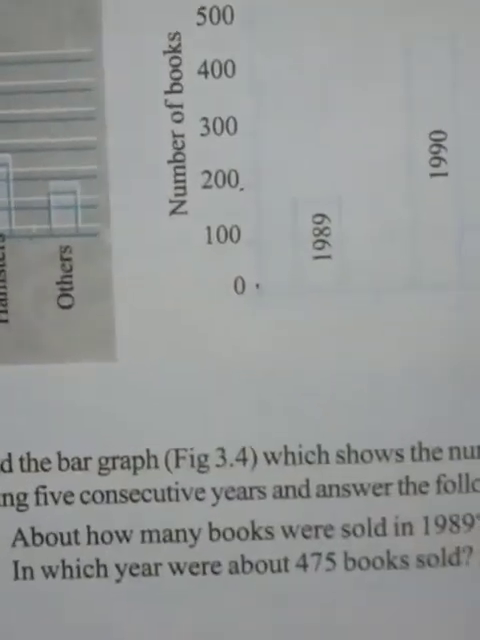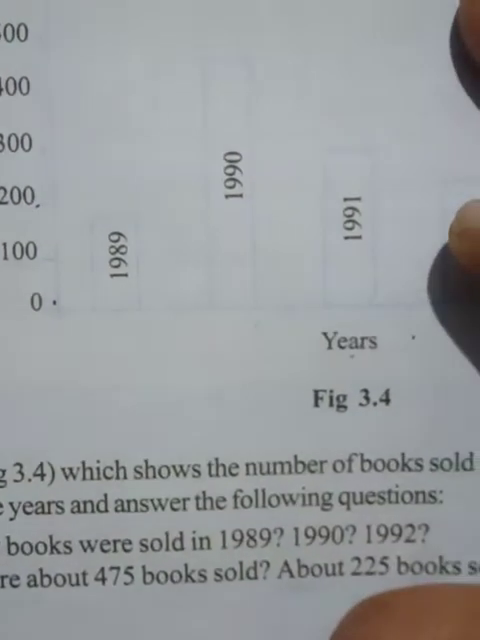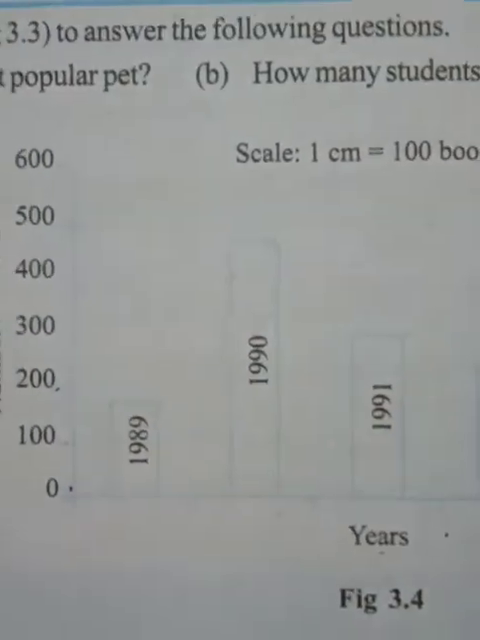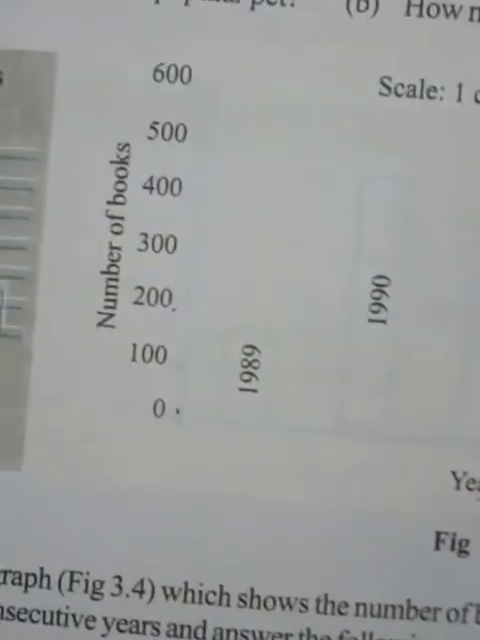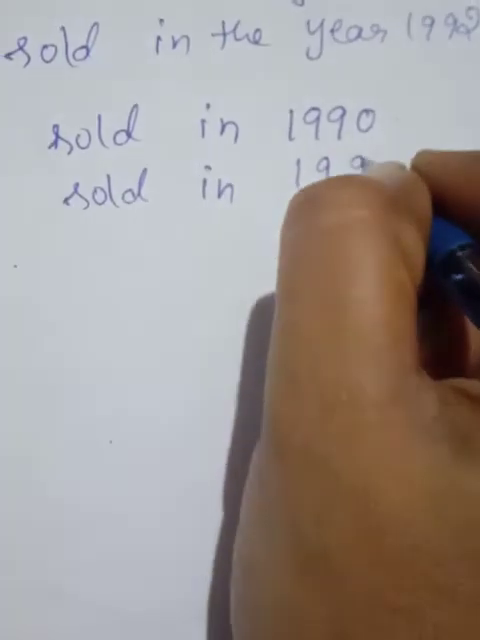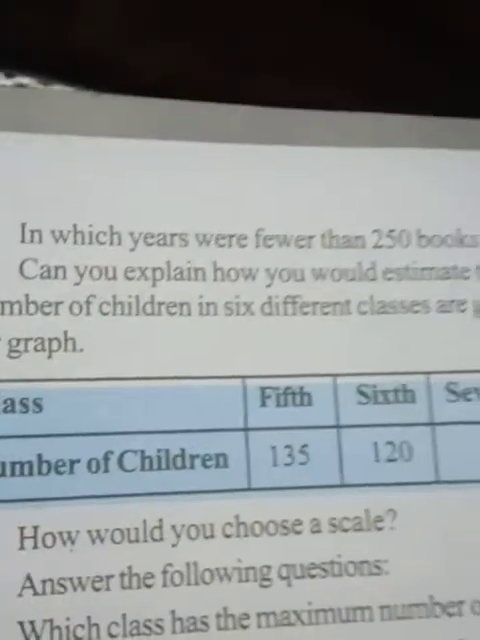Okay, what is the second question? That is, in which year were about 475 books sold? About 225 books sold. In which year were 475 books sold? See the graph, that is 1990. And then 225, see the graph, that is 1992. Just write right here, 475 books sold in 1990, and then 225 books sold in 1992.